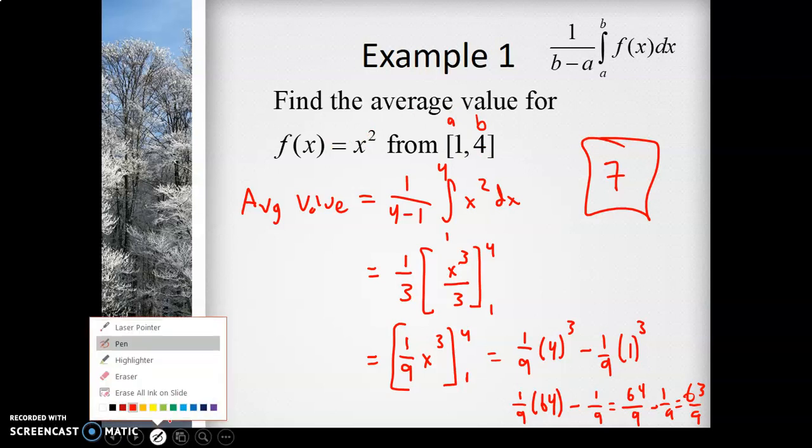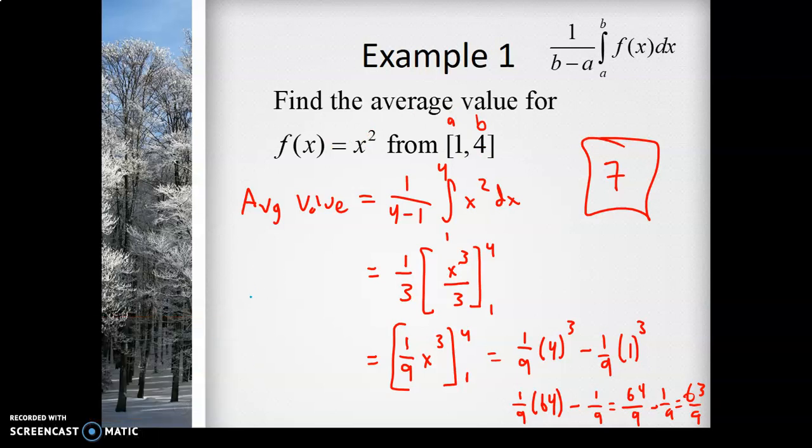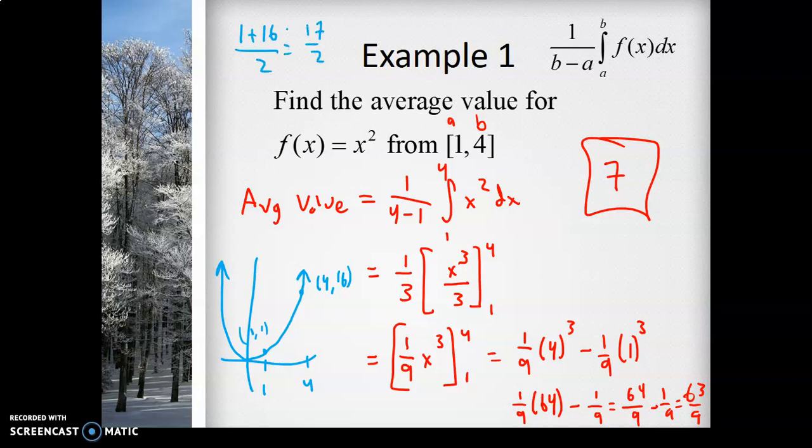Now let's think about what that means and see if it makes sense. So if I were to draw the graph of f of x equals x squared, and then I want to go from 1 to 4, the points that I would be having at my endpoints would be (1, 1) and then (4, 16). Now keep in mind that we're not just averaging 1 and 16. If I just average the two endpoints, I'm not going to get the right answer. 17 over 2 is not the same thing as 7. So you can't just average the two endpoints. You have to use the average value formula.